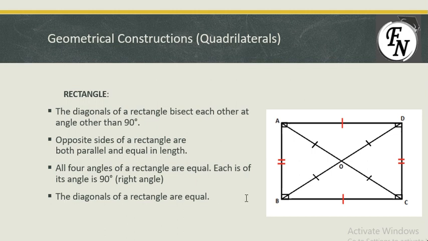Other than that, the diagonals of a rectangle are equal. That means the length of this diagonal and the length of this diagonal is equal.